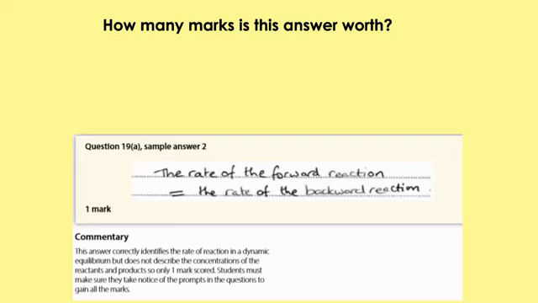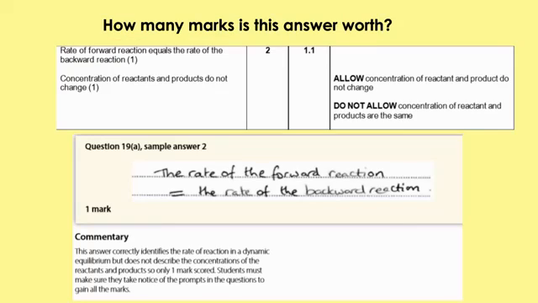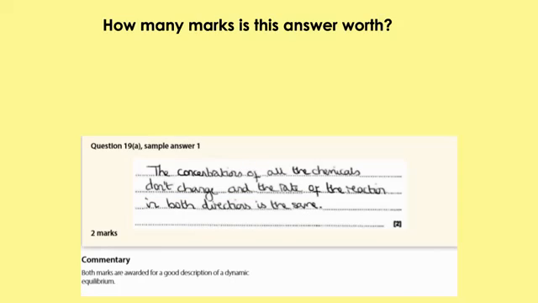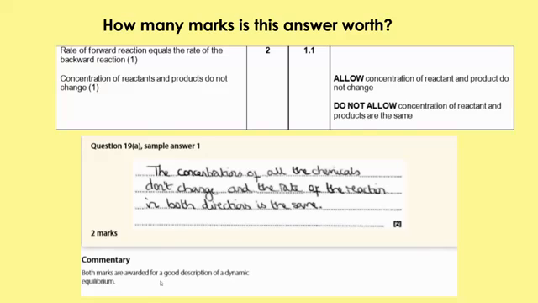Okay, second sample answer for us to have a go at has the concentration of all the chemicals doesn't change and the rate of reaction in both directions is the same. For that one, we've got both marks awarded, because the first mark is the rate of the forward reaction equals the rate of the backward reaction, and that's here where it said the rate of reaction in both directions is the same. So that's our first mark, and then it says concentration of reactants and products does not change. So the concentration of all the chemicals doesn't change.